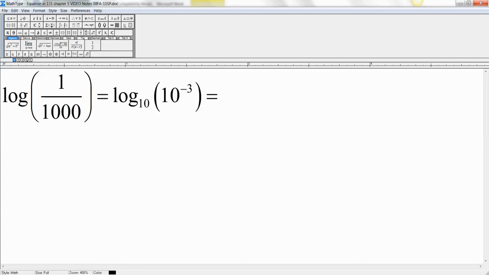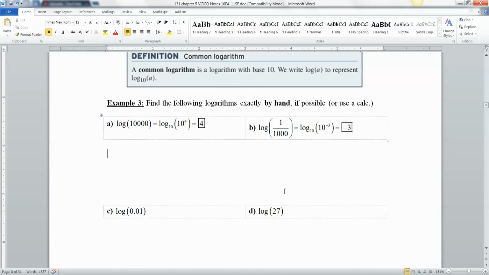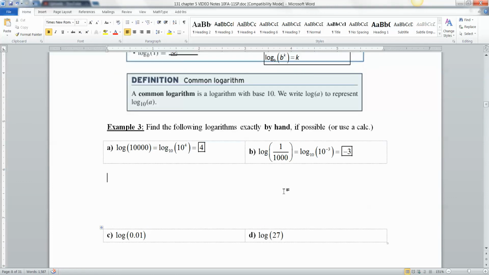So this would be -3, according to that rule that we just said, that if it's a log base 10 of 10 to the something, then the logarithms and the exponentials sort of undo each other, right? That's not by accident. That's because they're inverses of each other.